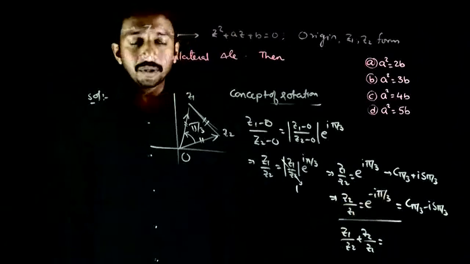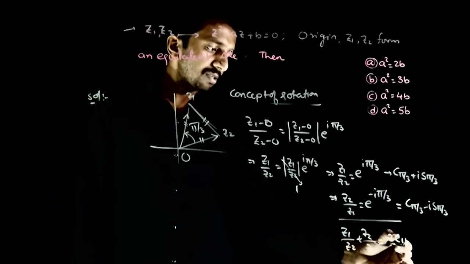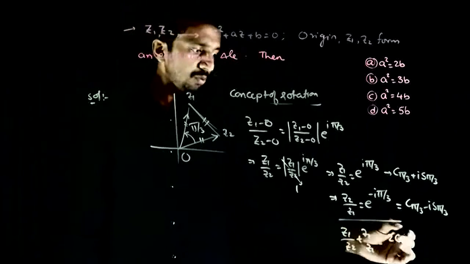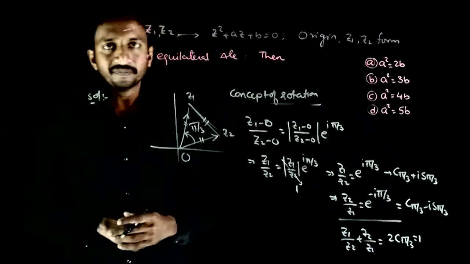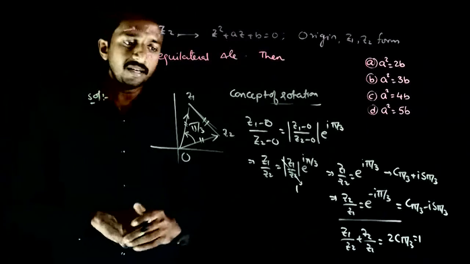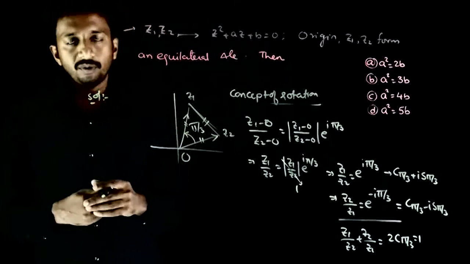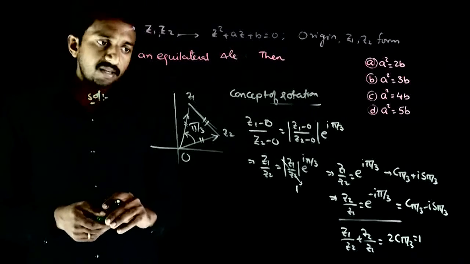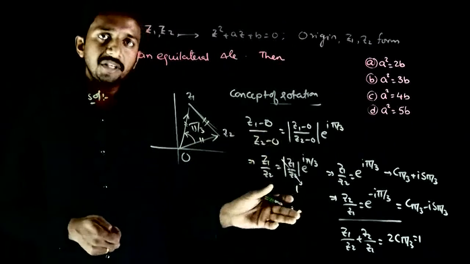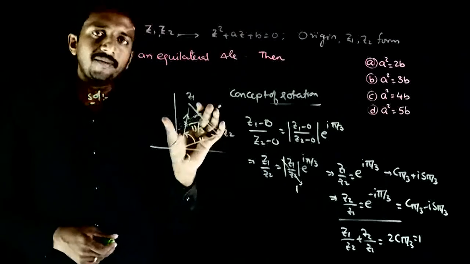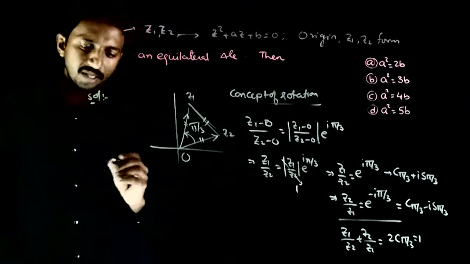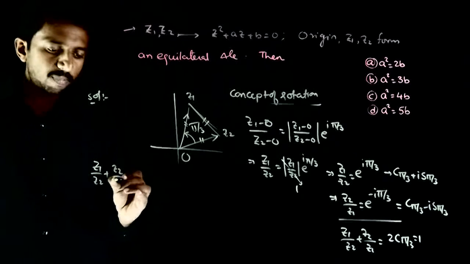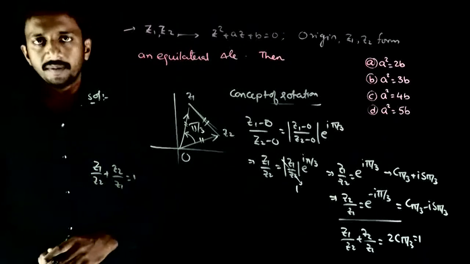दोनों को ऐड किया तो क्या आएगा? 2 cos π/3 and cos π/3 is equal to 1/2. So 2 cos π/3 is equal to 1. So the standard condition for OZ1Z2 to become an equilateral triangle is, actually this is not a sufficient condition, this is a necessary condition. अगर ये equilateral triangle है तो ये होना चाहिए. That is z1 by z2 plus z2 by z1 should be equal to 1.